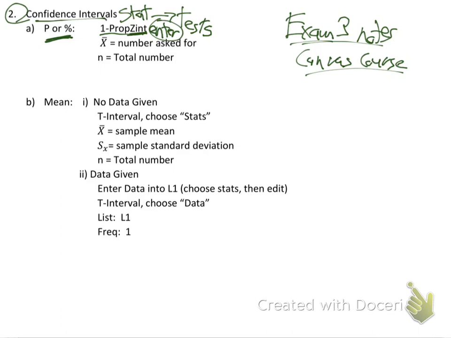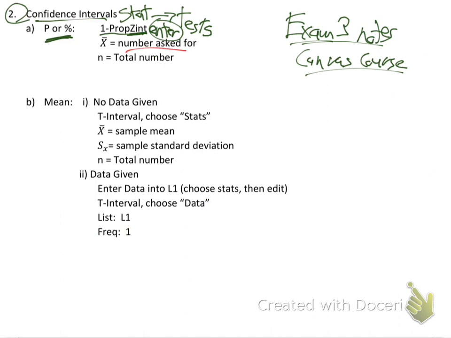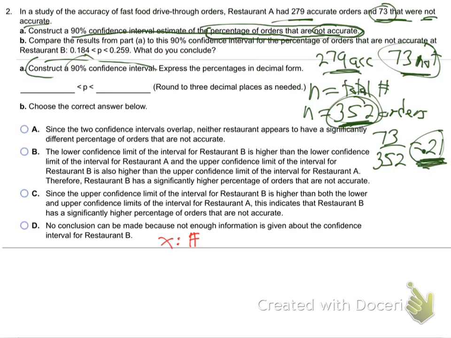Once you've got that, it'll ask you a bunch of questions. It'll ask you for X. It's just X. So that's going to be the number. What did I say it was here? Number asked for. Number, in this case, not accurate, right? Because that's what they said. They said percentage of orders that are not accurate. So 73. That's going to be 73. Next, it has N. N is the total number of orders. N always means total number, 352.